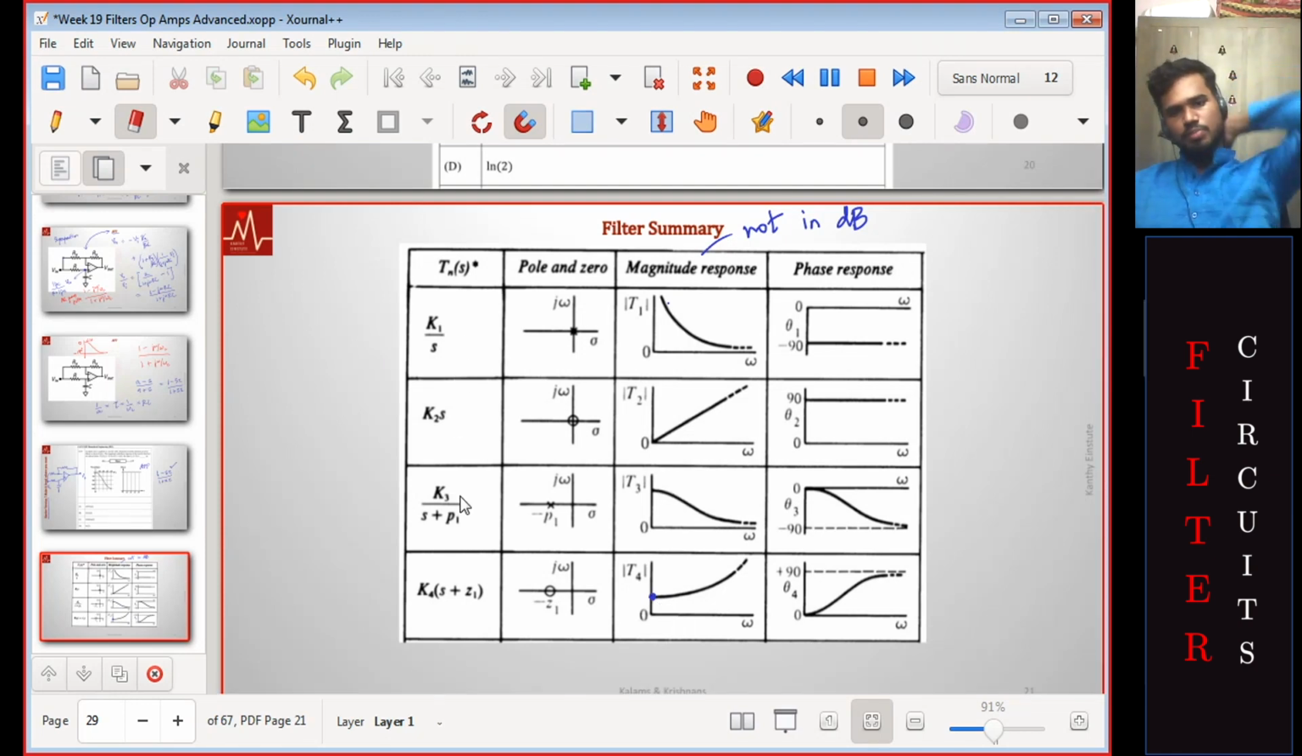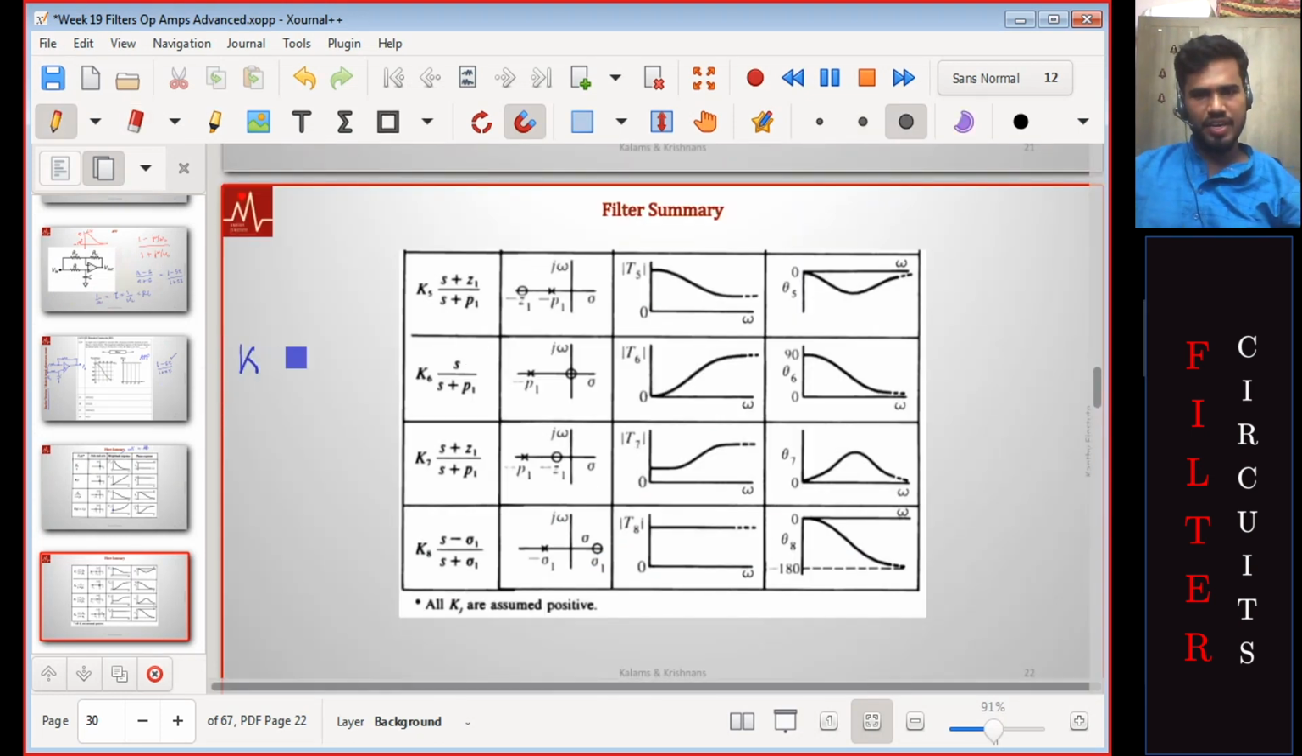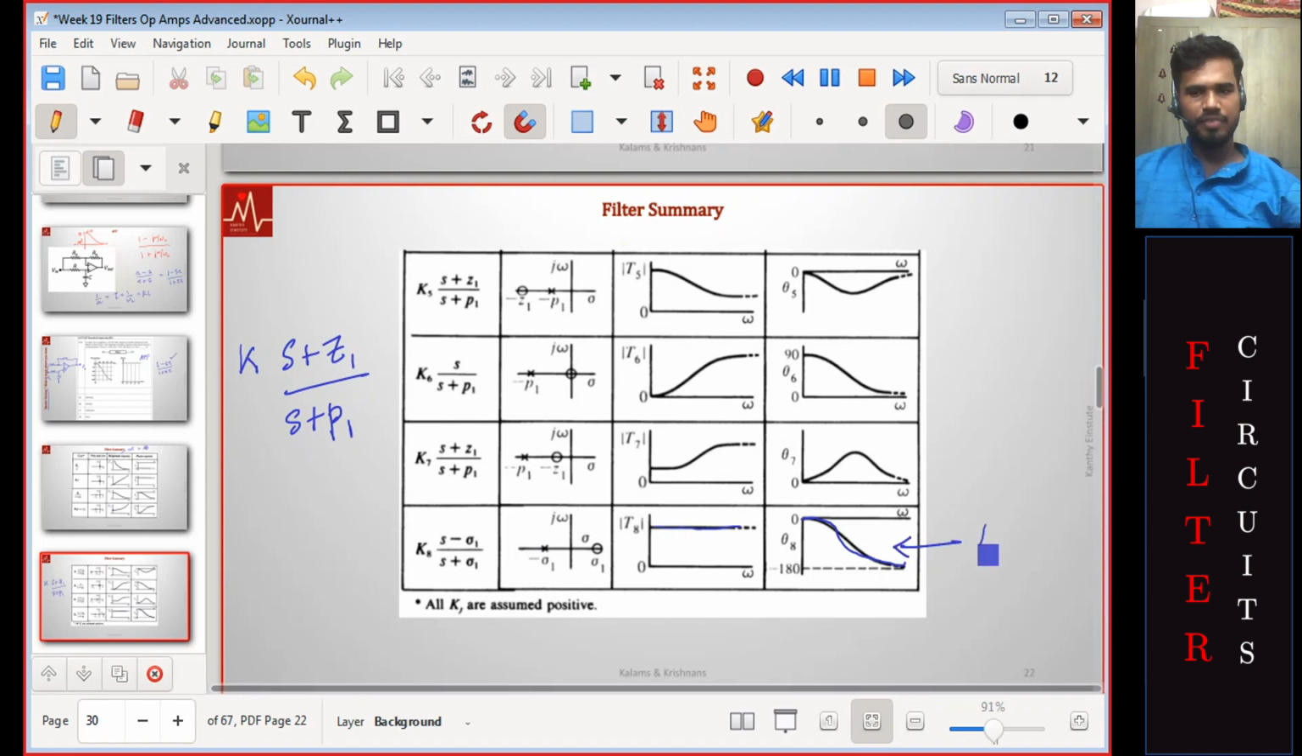Pole at the origin, or zero at the origin, simple pole, simple zero, we kind of know whether it's all pass, low pass, what kind of behavior it gives. Now, interestingly, k times (s plus a zero) over (s plus a pole). Whether the pole comes first or the zero comes first will determine a lot of things. Or is the pole equal to the zero? If they are equal and opposite, then it's an all pass filter, with the phase going from 0 to 180 degrees. The APF example we did is of this form.